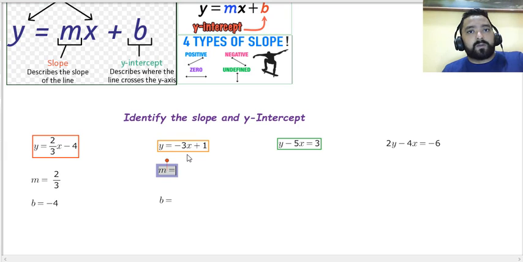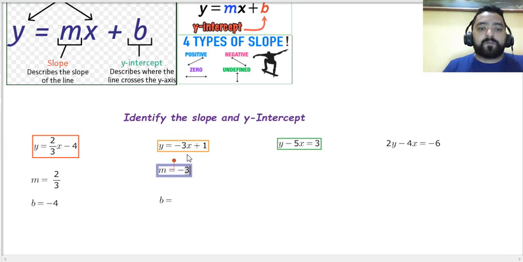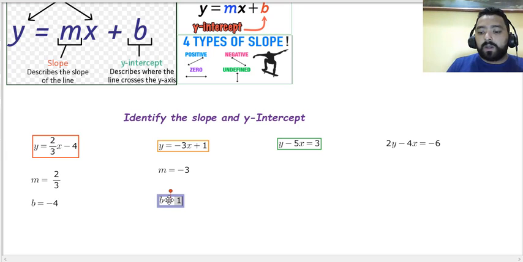In the second example, we have negative 3x. Don't write negative 3x, just write the coefficient, the negative 3. And in b, the y-intercept, we have positive 1, so just write 1, or if you want to remember, write positive 1. But it's not necessary, because we already know that when we don't have a sign, it means it's positive.